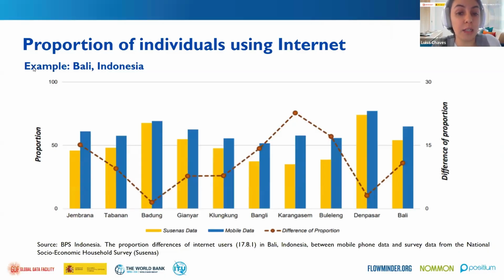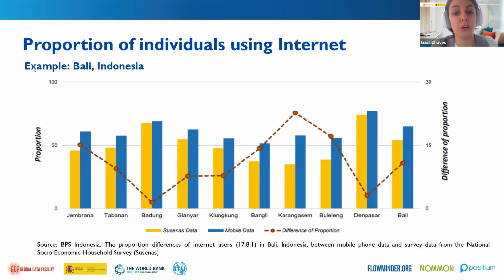Another example comes from Bali in Indonesia. When comparing the results from the socio-economic survey, SUSENAS, with the mobile phone data, we observe a slightly larger difference than in the example of Rio de Janeiro. Overall, the mobile phone data estimates show a higher proportion of internet users than the household surveys reported. Here, one important factor to consider is the technology. Not all 2G cell phones can access the internet, which may have caused the MPD estimates to be slightly overestimated.